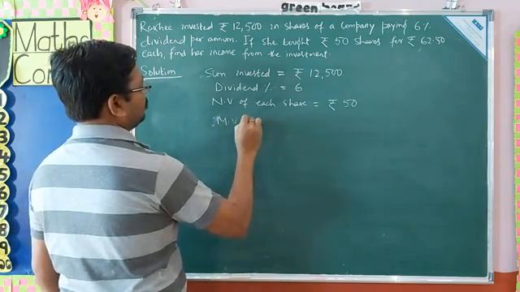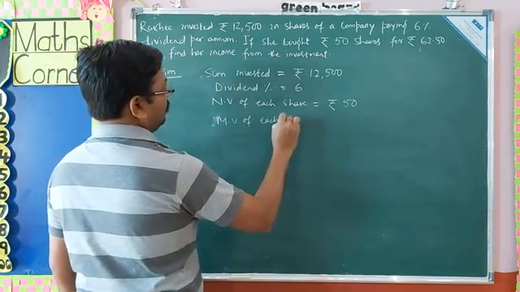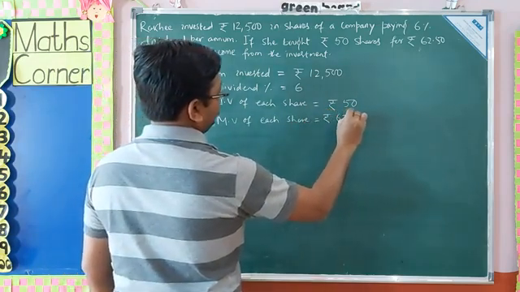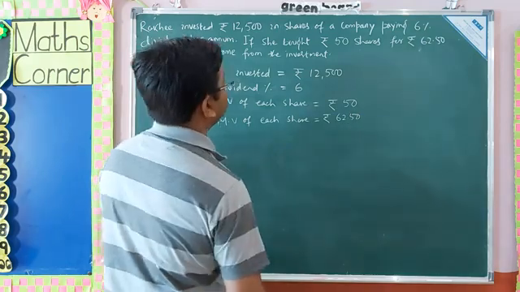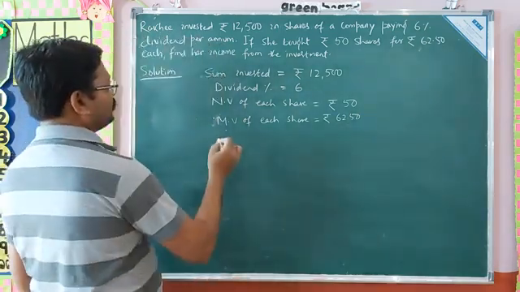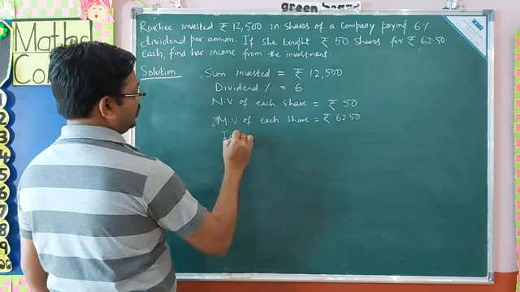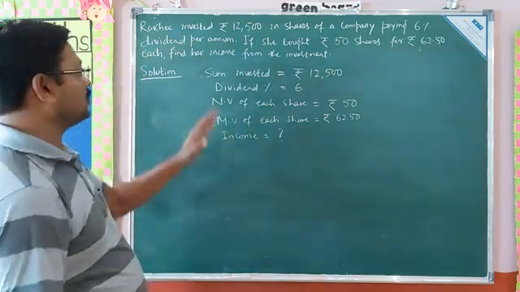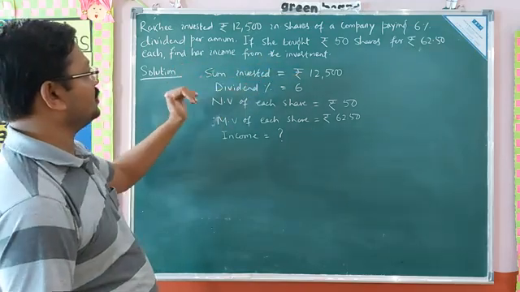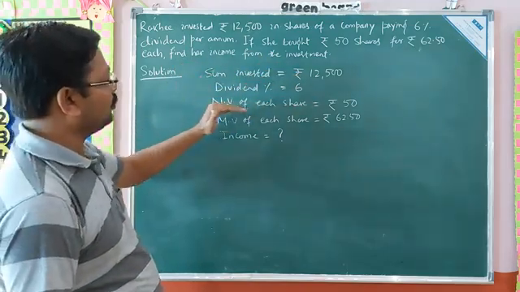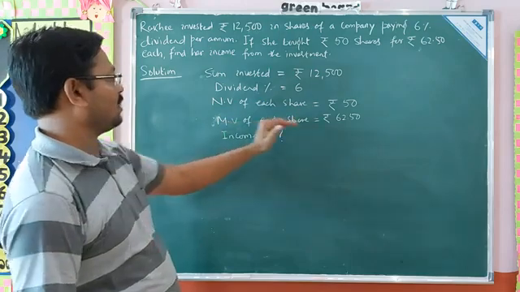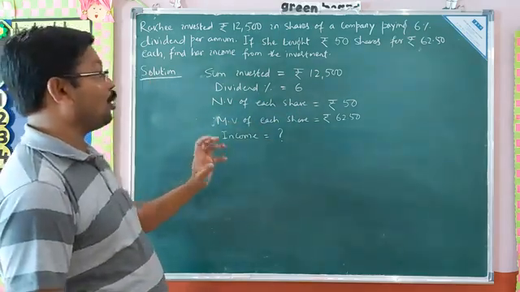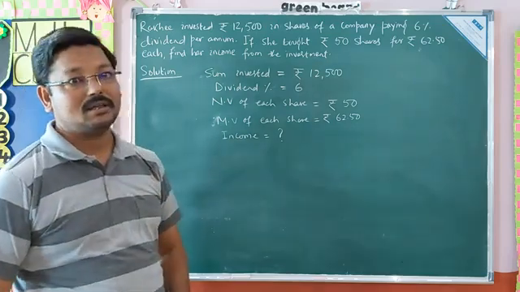Market value of each share is rupees 62.5. And what we need to find? We need to find the income. So this is how sum invested is given to us, dividend percent is given to us, nominal value of each share is given to us, and market value of each share is given to us. So first of all, we need to find out how many shares are purchased by the person.